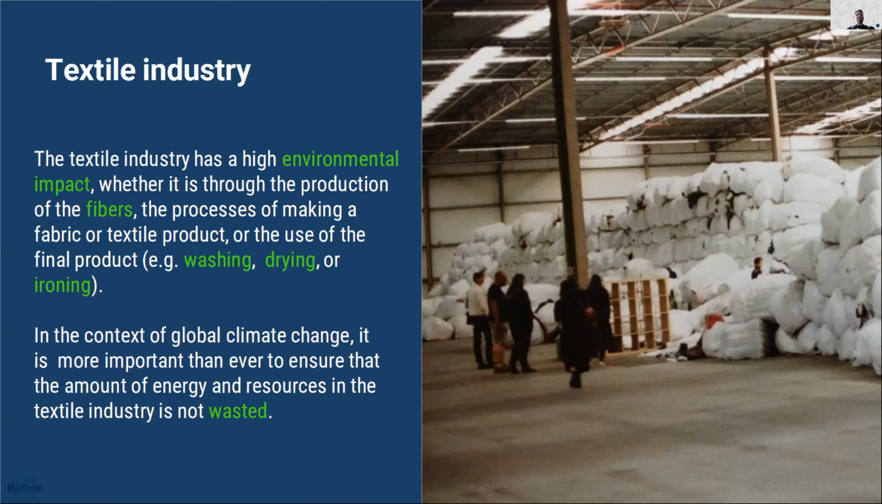So basically, in the context of global climate change, we cannot afford to have a high environmental impact in any industry, and in particular also the textile one in Amsterdam. So we have to try to optimize resources so that energy and resources are not wasted.